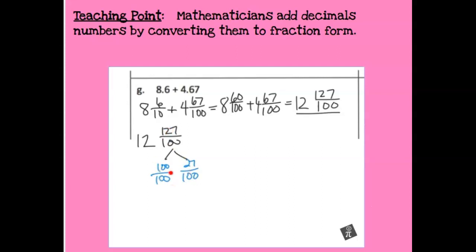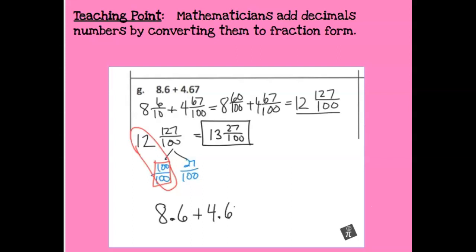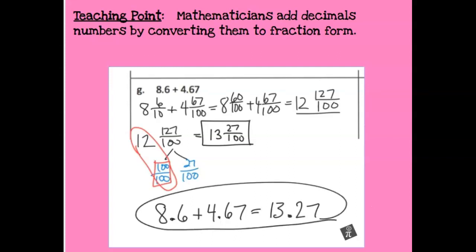And that right there is equal to 1 whole. So 12 plus an extra 1 whole gives us 13 wholes, plus we have 27 hundredths left over. So that's our answer as a fraction, but really they want us to write it as a decimal. So it's going to be 8.6 plus 4.67 is equal to 13 and 27 hundredths. And we can see that 13.27 is the same thing as 13 and 27 hundredths.